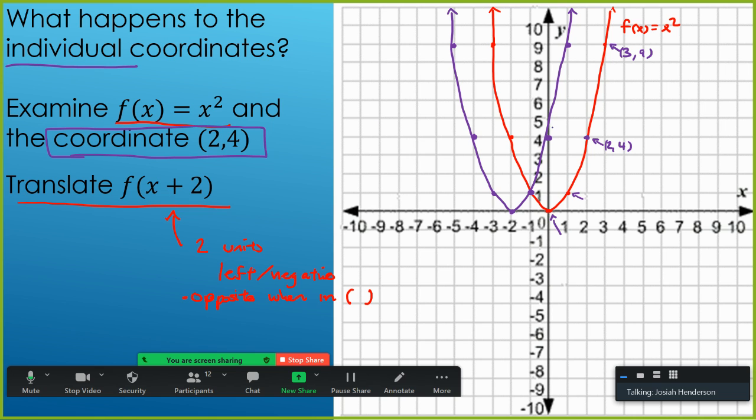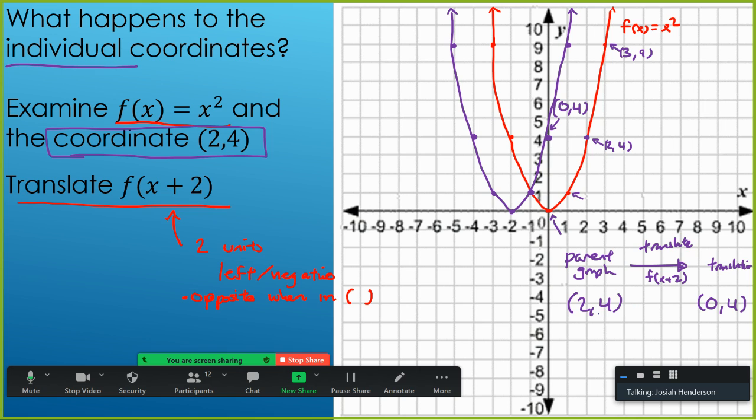So where's its new version after translating? It's here on our graph. What is that coordinate? 0, comma 4. So on the parent graph, we had a single point of interest, 2, comma 4. We translated using the rule f of what? X plus 2. And then what's the resulting new point or coordinate? 0, 4 on the translation. Sorry, that's so small. Translation.